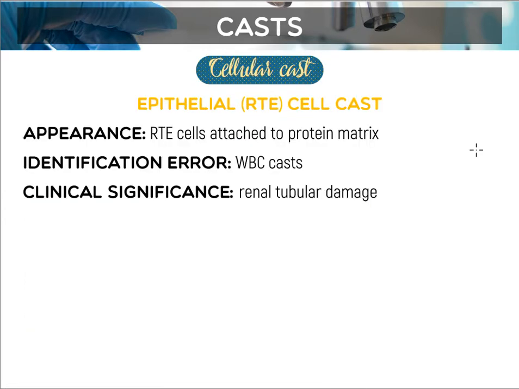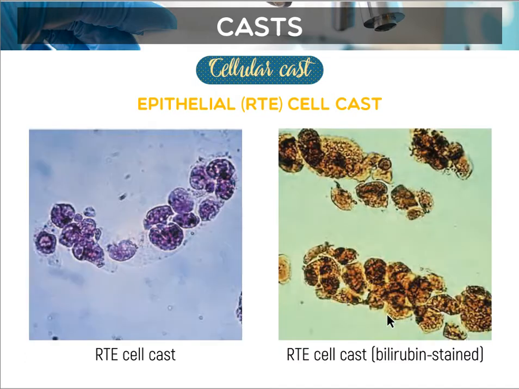Okay? All right. So next we have your epithelial RTE cell cast, okay? Appearance same ra japon. RTE cells with a protein cast. Identification error maybe because of your WBC cast. Clinical significance is your renal tubular damage. All right. So we have here pictures. Kani RTE cell cast, di ba? Mura siya pare-parehas og WBC.